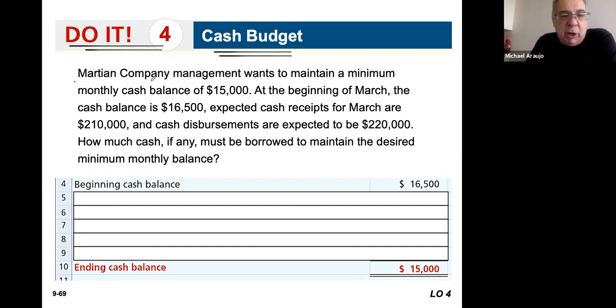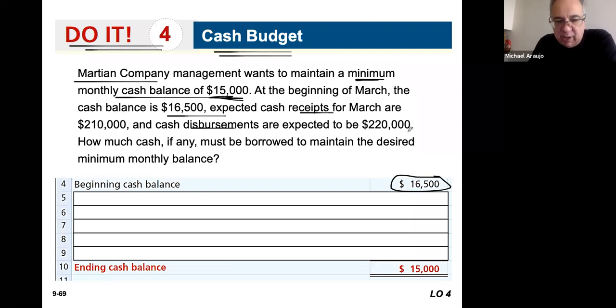So here we have Marsh & Company. They have a monthly cash balance minimum. They want to keep at least $15,000 in the account at all times. So at the beginning of March, their balance is $16,500, which you see right here. Cash receipts are expected to be $210. Cash disbursements are expected to be $220. How much cash, if any, should they borrow?